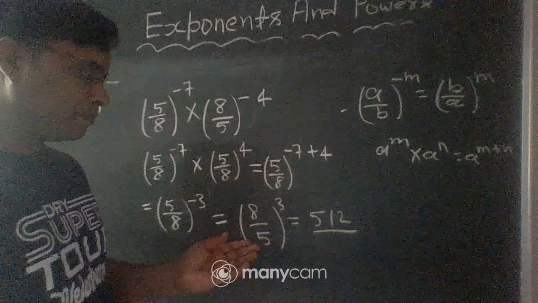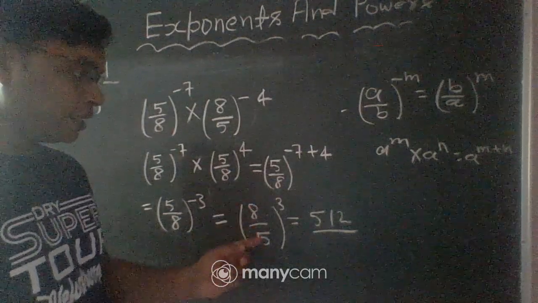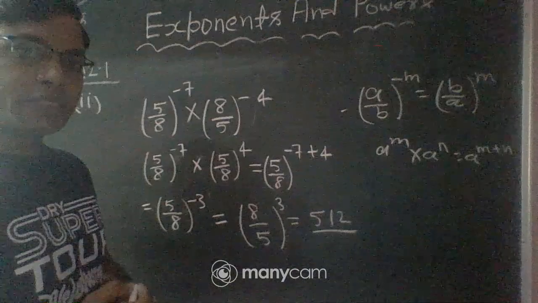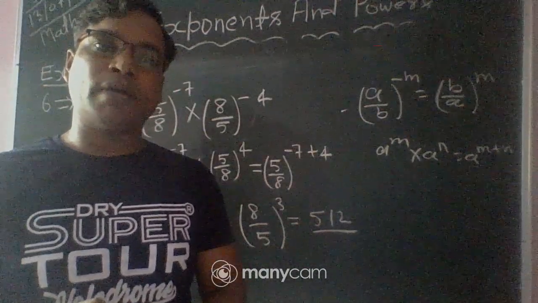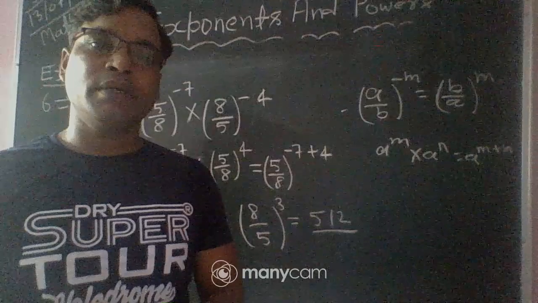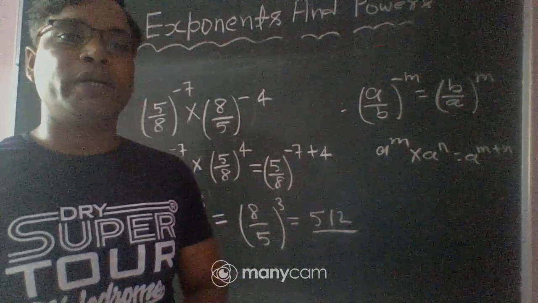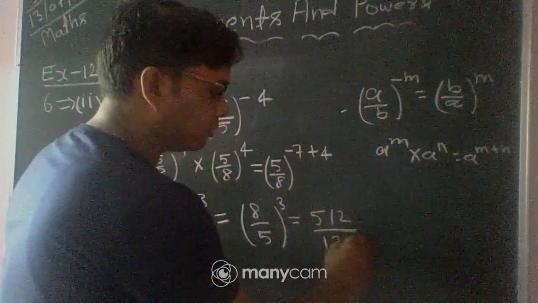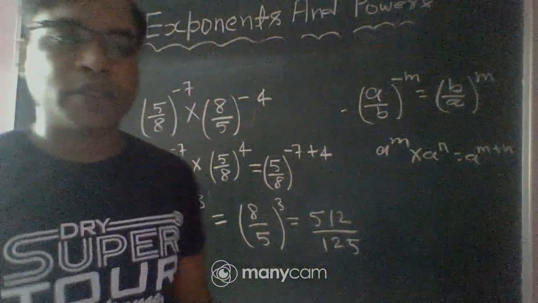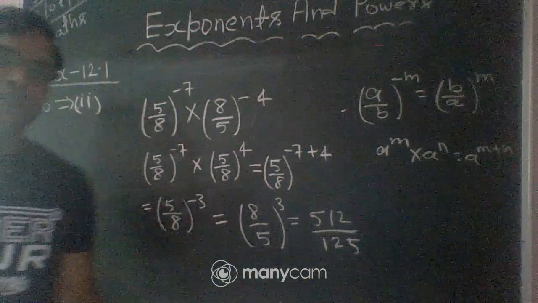It means that 8 power 3 and 5 power 3. So 5 power 3 means 5 multiplied by itself 3 times, so 5 into 5 into 5. So it becomes 5 fives are 25 and 25 fives are 125. 125. So this is your answer. In this way, we have completed question number 6.